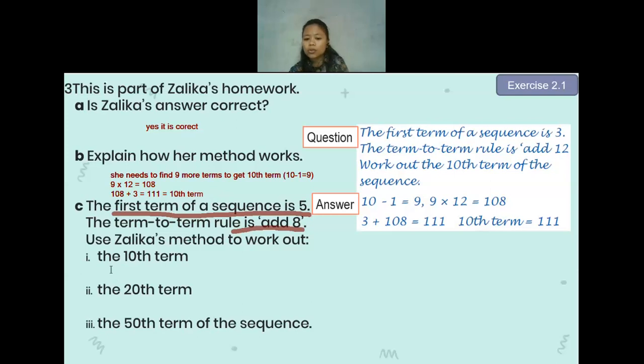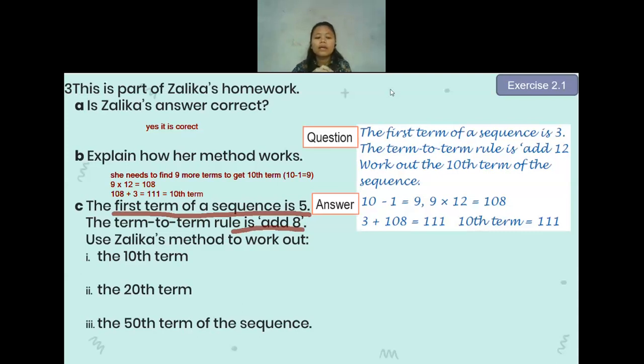Now let us continue to question C1. Let us find the 10th term. What is the 10th term? Anyone want to help me, or is my voice gone? Hello? We can still hear you, sir.